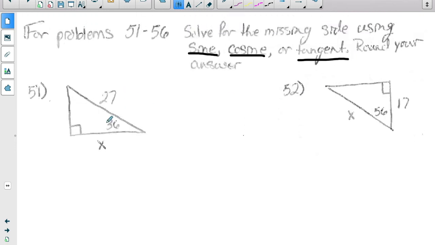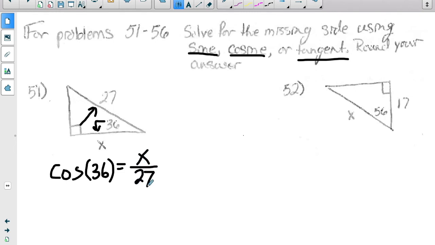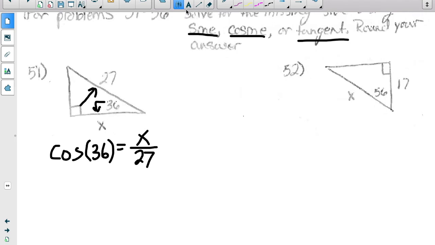So if I look at 51, well, 27 is the hypotenuse, so I'm going to use sine or cosine. Well, with the given angle 36, and the side I'm solving for x, that's the adjacent side and the hypotenuse, so I'm going to be using cosine, because cosine of 36 degrees is equal to the adjacent side over the hypotenuse. Adjacent side length would be x, and the hypotenuse would be 27. So we use cosine because of how it was set up.